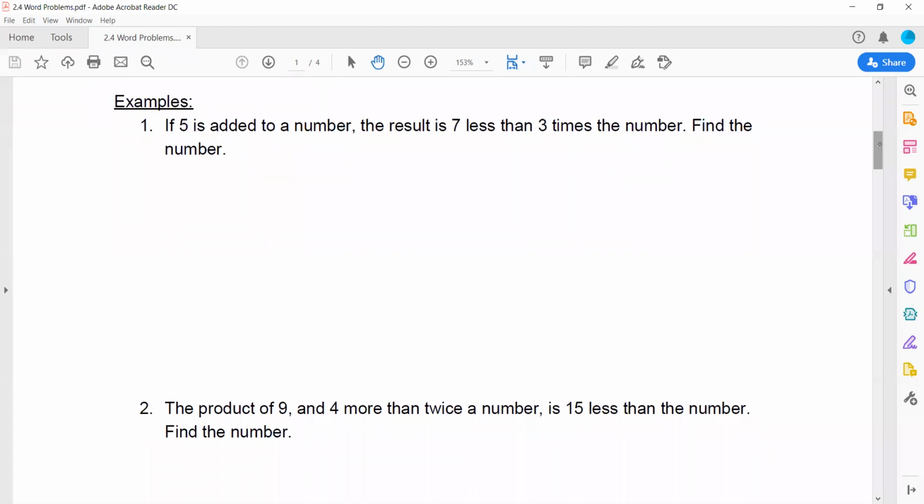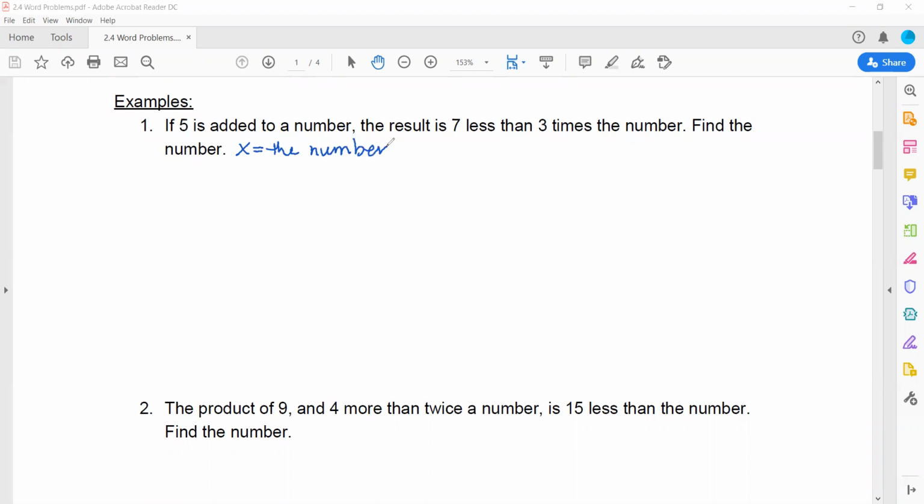So this first example here says if 5 is added to a number, the result is 7 less than 3 times the number. Find the number. So they give us this information up here. This is our given information, and they want us to find the number. And so these ones, defining the variable isn't as important, but it's still something you have to do. So I'm just going to say x equals the number. That's what we're looking for.